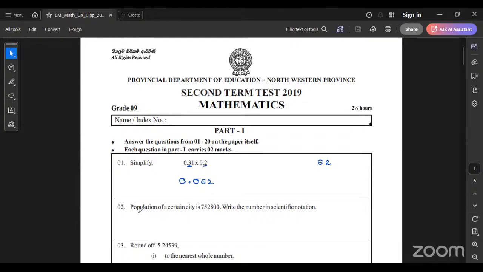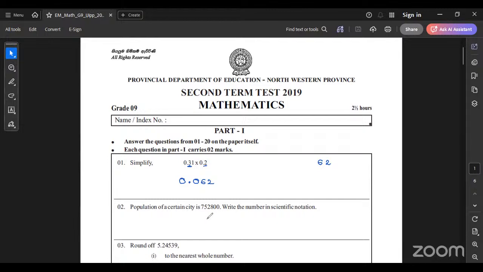Question number 2. The population of a certain city is 752,800. It is a number. Write the number in scientific notation. How can we write that in scientific notation?